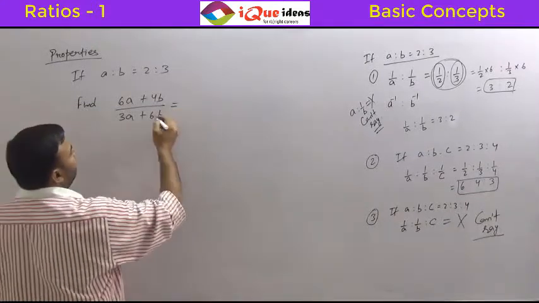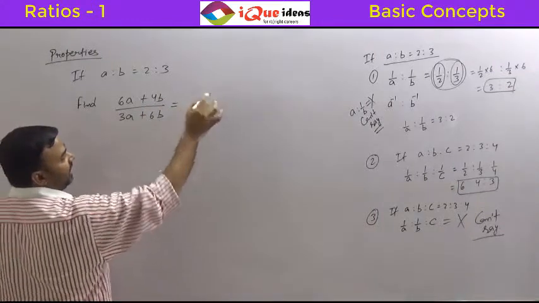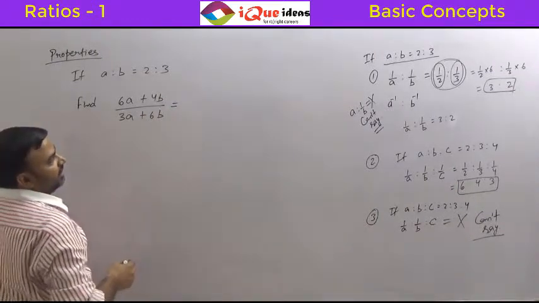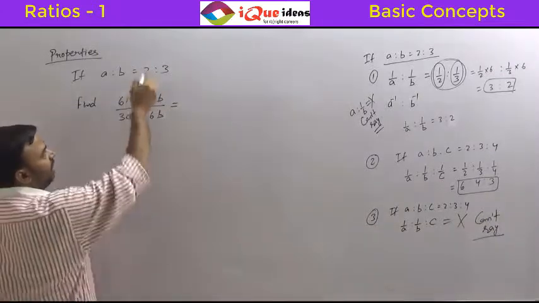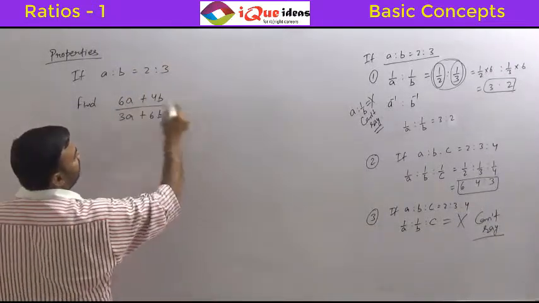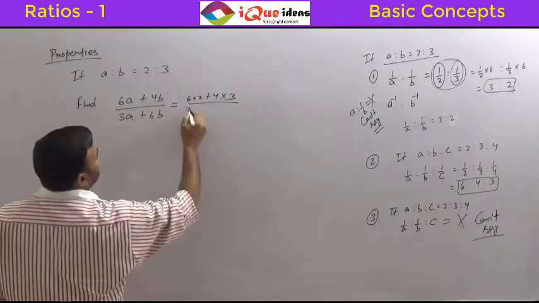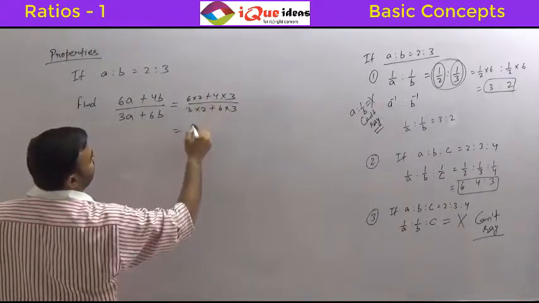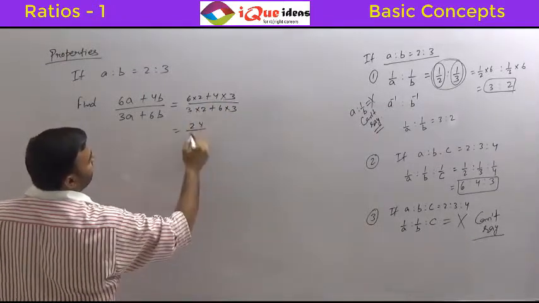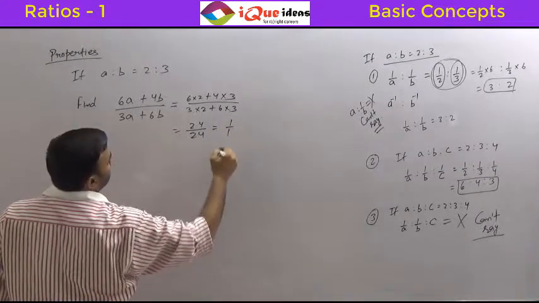And to calculate, one way is we can take A equal to 2x, B equal to 3x, put them here, x will get cancelled out and we get the answer. Or, once we know that the power is same, we don't need to consider x. Just put A equal to 2, B equal to 3. So this will become 6 into 2 plus 4 into 3 divided by 3 into 2 plus 6 into 3. So this becomes 12 and 12, 24, divided by 6 plus 18, 24. Oh, good. So this becomes 1 is to 1. So the answer is 1.